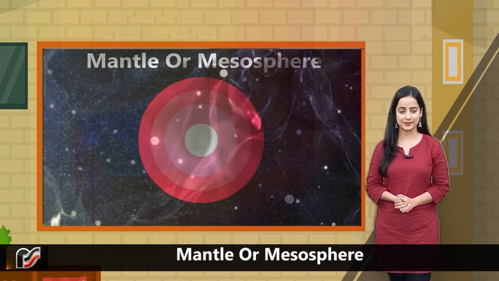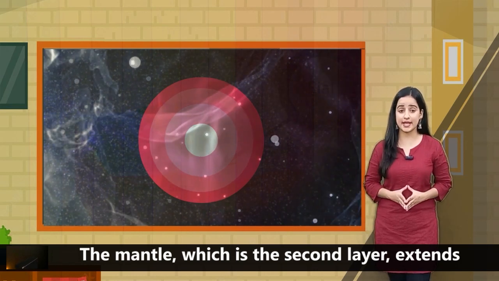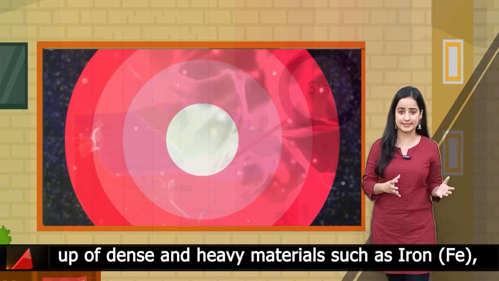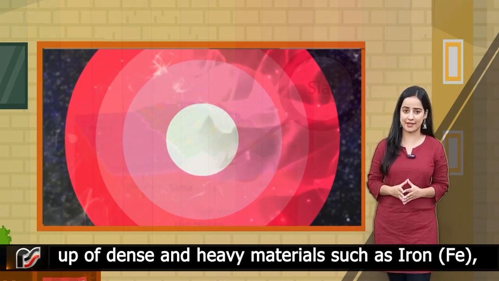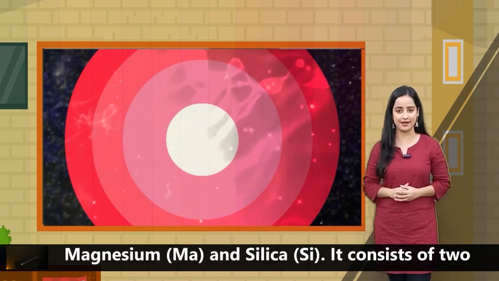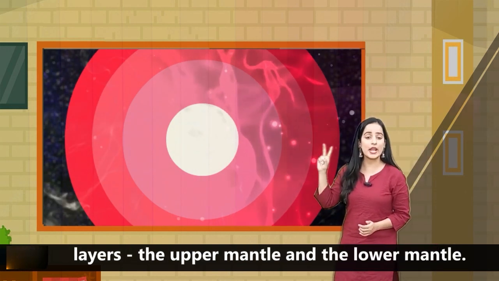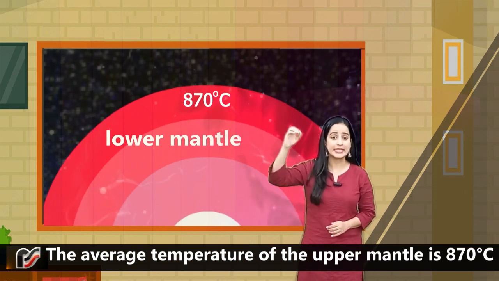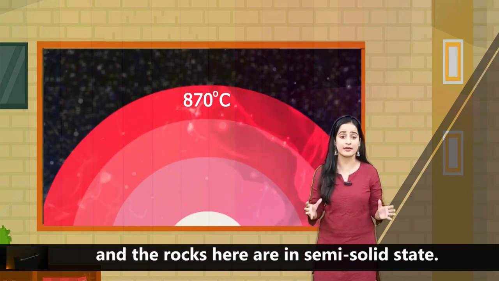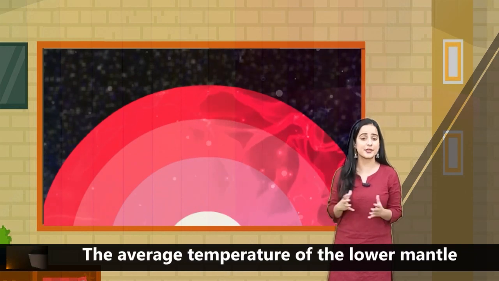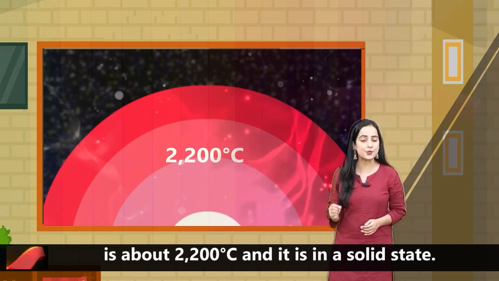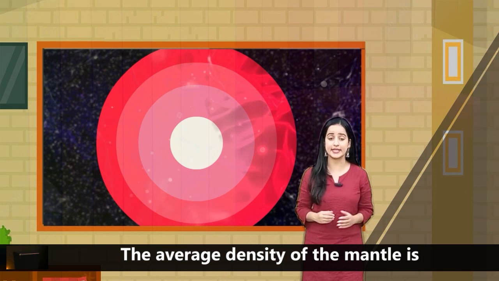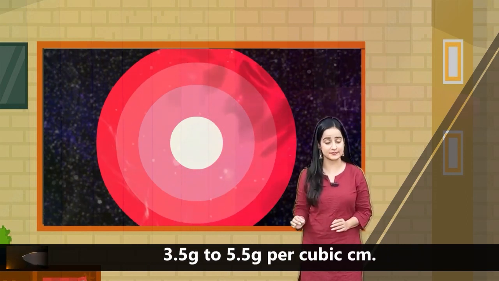Mantle or mesosphere. The mantle, which is the second layer, extends up to a depth of 2900 km below the crust. It is made up of dense and heavy materials such as iron (Fe), magnesium (Ma), and silica (Si). It consists of two layers, the upper mantle and the lower mantle. The average temperature of the upper mantle is 870 degrees Celsius and the rocks here are in semi-solid state. The average temperature of the lower mantle is about 2200 degrees Celsius and it is in a solid state. The average density of the mantle is 3.5 grams to 5.5 grams per cubic centimeter.